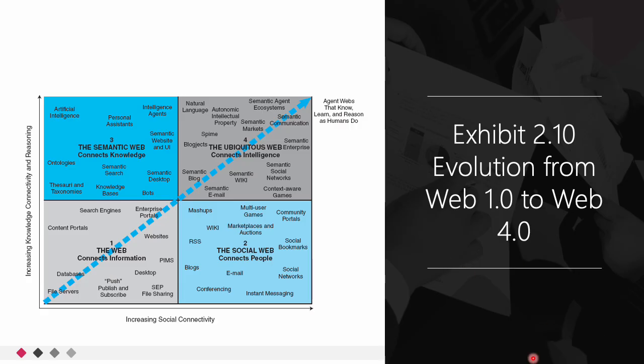Okay, so this diagram is a fantastic way to visualize how the web has evolved, moving from just connecting information, to connecting people, to connecting knowledge, and ultimately to connecting true intelligence in a ubiquitous environment. It shows how the social aspect and artificial intelligence are converging to create the internet of the future.